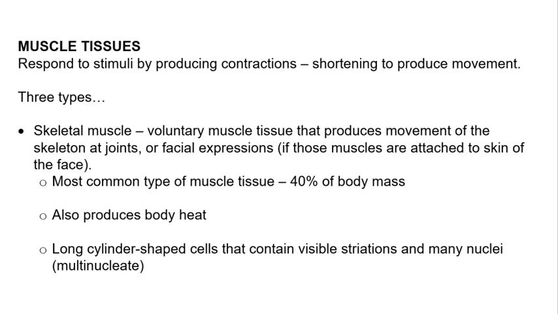Muscle tissues respond to stimuli by producing contractions. They shorten to produce movement. There are three types of muscle tissue, such as skeletal muscle. This is a voluntary muscle tissue that produces movement of the skeleton at the joints, or produces facial expressions if that muscle happens to be attached to the skin of the face. Voluntary muscle tissues are those that we have conscious control over.